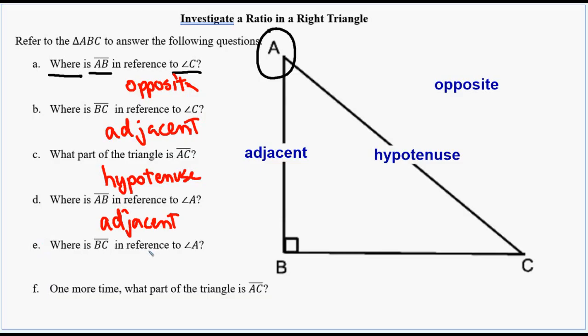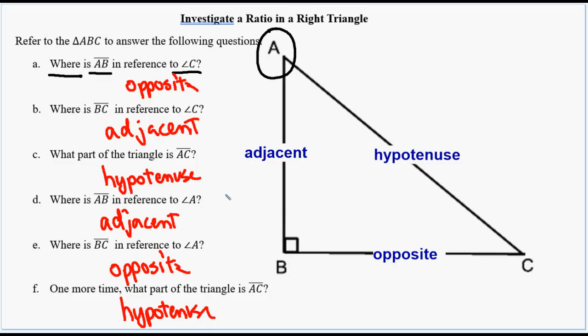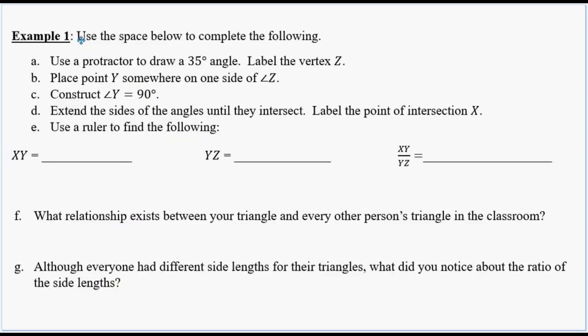Now part E, where is BC in reference to angle A? Well, here's side BC, and it is across the triangle from angle A. So side BC is the opposite side. Again, the hypotenuse is always the hypotenuse. The adjacent and opposite legs will be a matter of perspective from what angle you're at. And then part F, one more time. What part of the triangle is AC? That's the hypotenuse. And there we go.